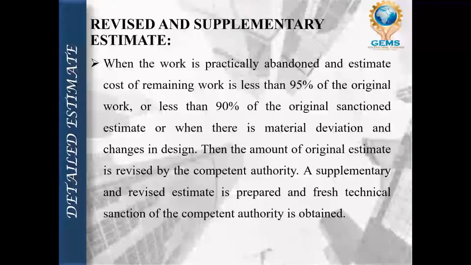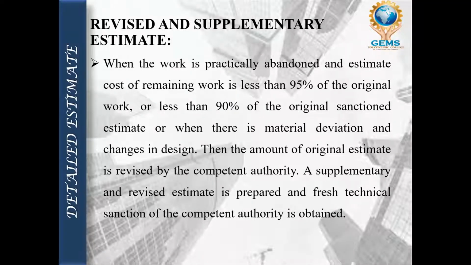Then the next one is revised and supplementary estimate. When is it used? When the work is practically abandoned and the estimated cost of the remaining work is less than 95% of the original work, or less than 90% of the sanctioned amount, we have to do this revised and supplementary estimate.